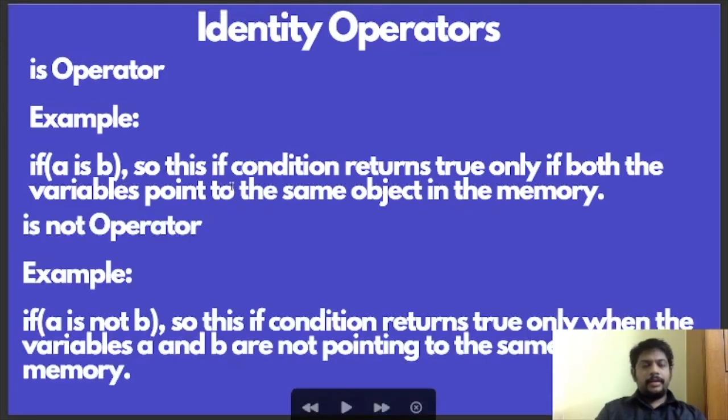The other identity operator is "is not". First we have seen the is operator, now we will be seeing the is not operator. So that can be specified like this. If a is not b, that means this condition will return true only when a and b are not pointing to the same object in the memory. This will return true only when a and b are not pointing to the same object in the memory.